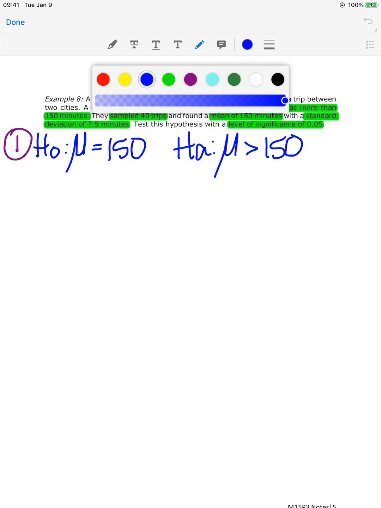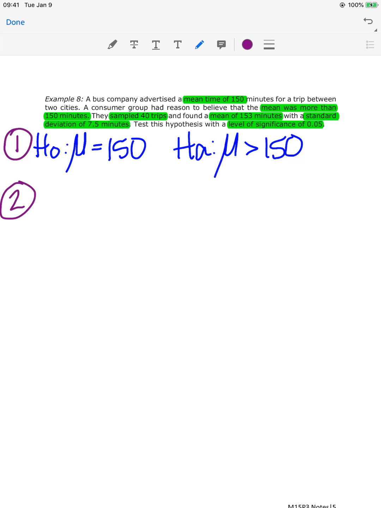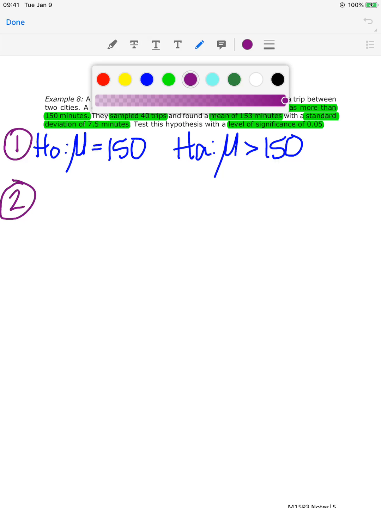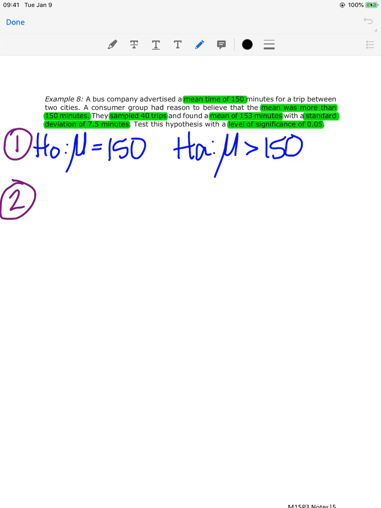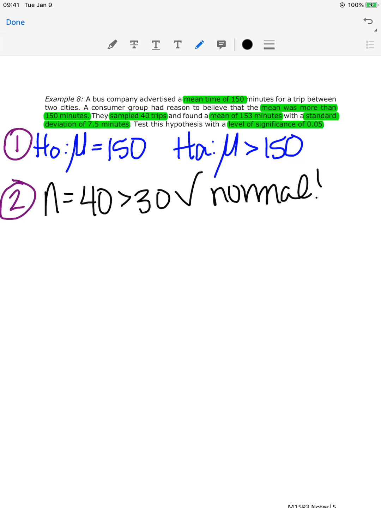Okay? So now step 2, verify that it's normal. So we don't have anywhere in here that says the population is known to be normal or assume a normal population. So we have to look at our sample size. Our sample size is 40, which is greater than 30. So we're good. Quick check. That says normal, by the way. My R kind of got connected to my M.